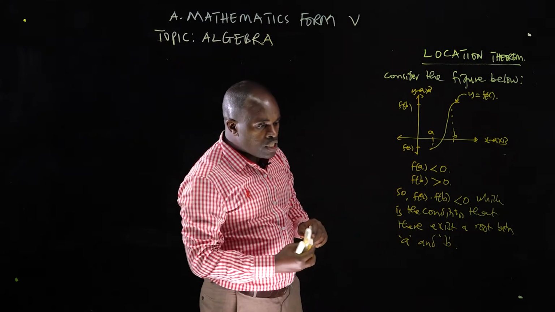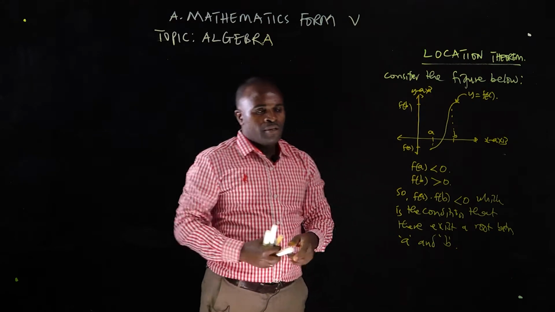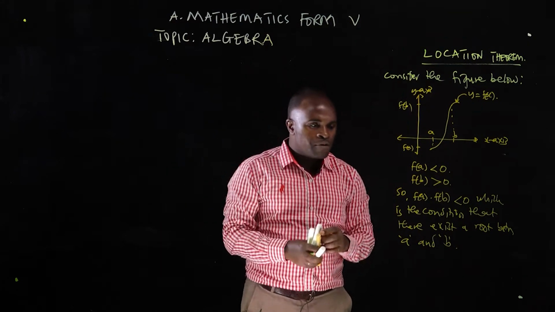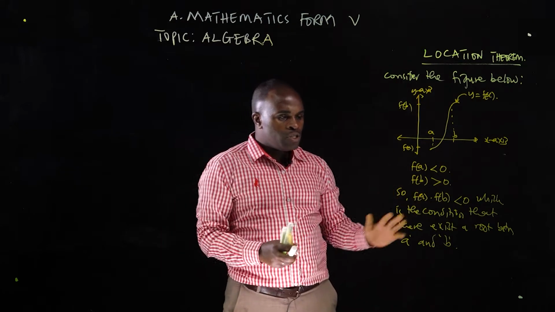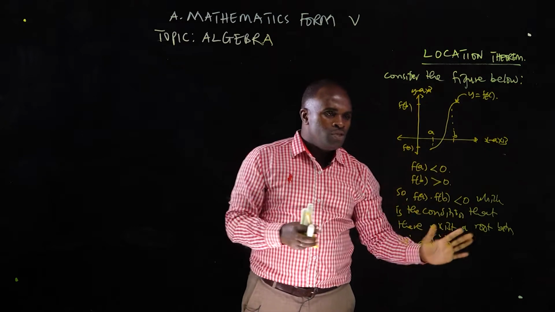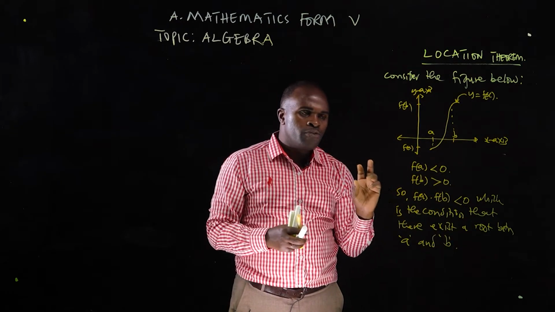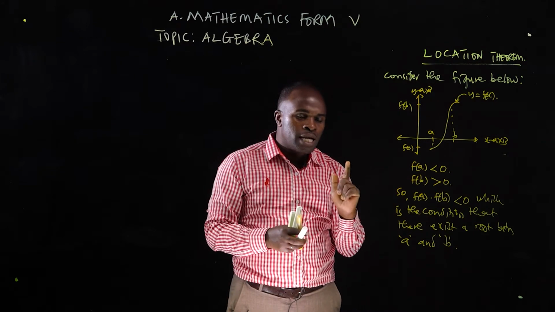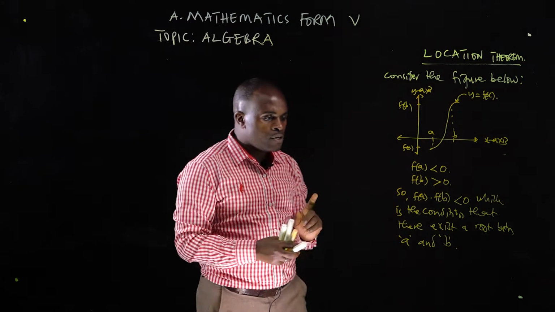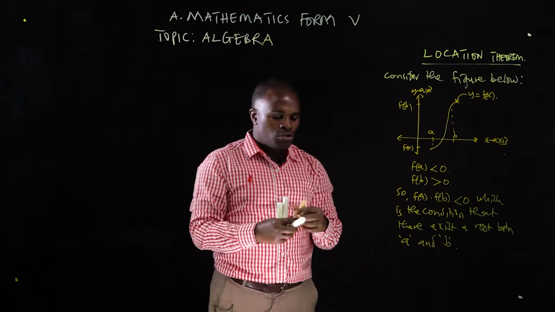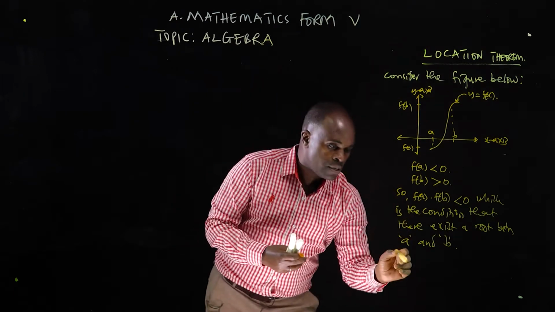So that is a condition for the location theorem. When one is asking you to verify that there is a root between A and B, you must find the replacement of A and B. The product of the two replacements, if it gives a negative number, concludes that there is a root between those numbers. So let's look at this. Let's check the worked example.